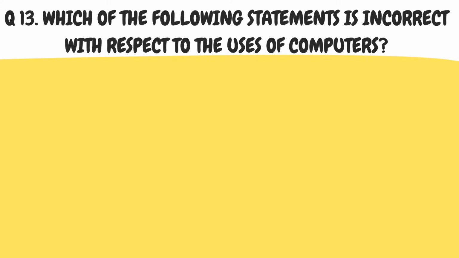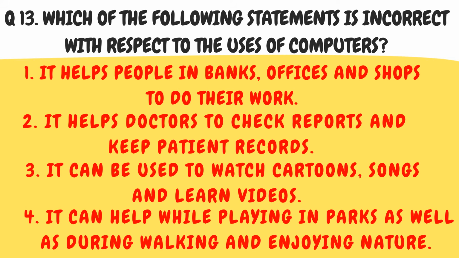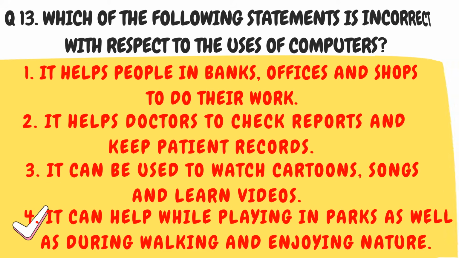Which of the following statements is incorrect with respect to the uses of computers? A. It helps people in banks, offices and shops to do their work. B. It helps doctors to check reports and keep patient records. C. It can be used to watch cartoons, songs and learn videos. D. It can help while playing in parks as well as during walking and enjoying nature. The incorrect statement is D. It can help while playing in parks as well as during walking and enjoying nature.